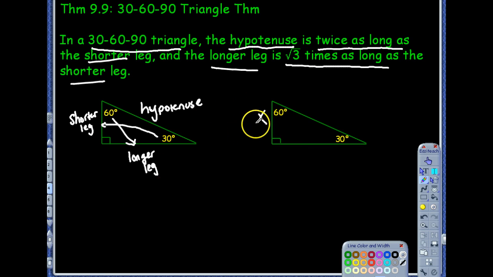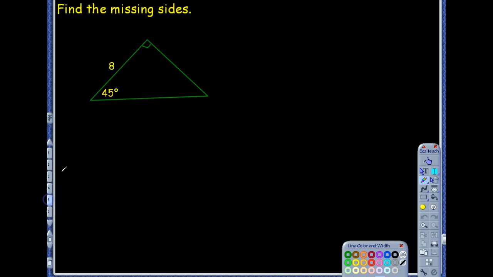What do we know about the hypotenuse compared to the shorter leg? It's twice that, so 2 times x. And the longer leg will be? x radical 3. Yeah. And that's going to happen every single time. So if I give you the shorter leg, no work whatsoever. All right. We're going to explore some problems where we can find those missing sides.